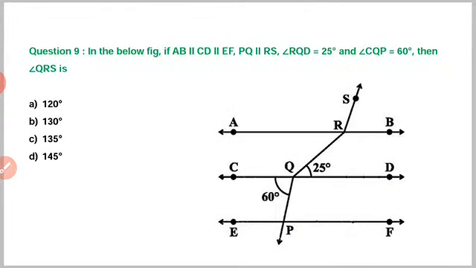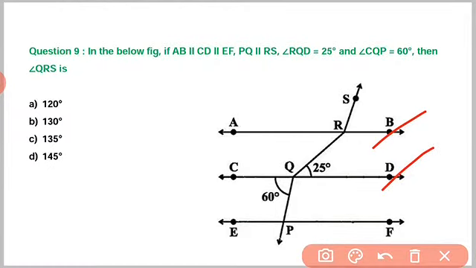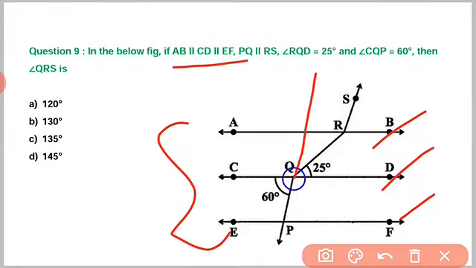In the ninth question, it is given that AB is parallel to CD and AB is also parallel to EF, and these lines are parallel to each other. Also, PQ and RS are parallel.